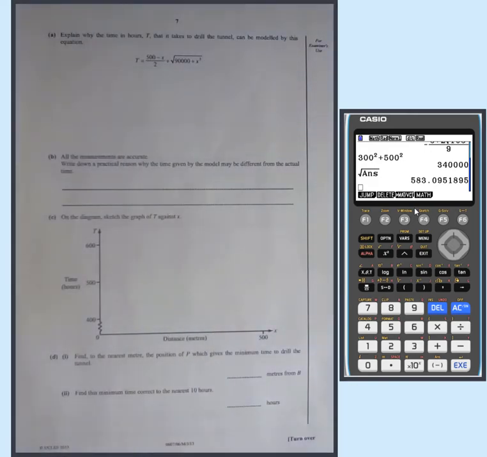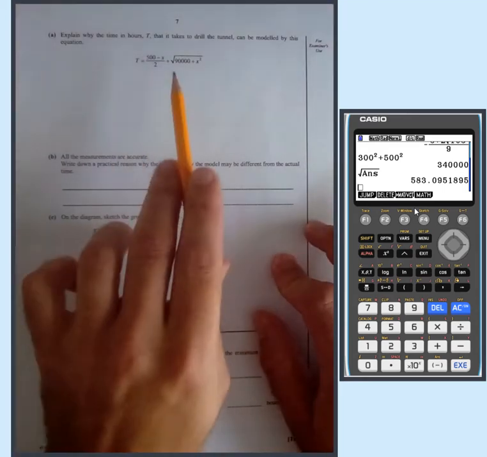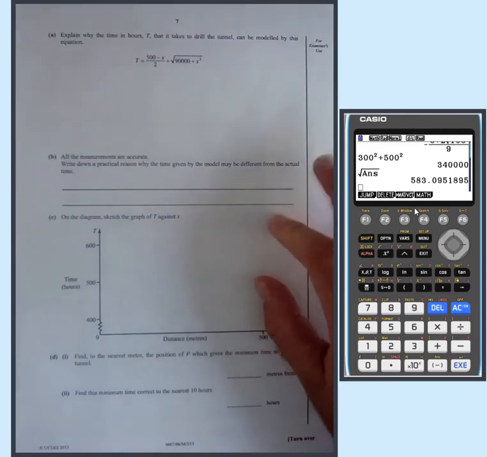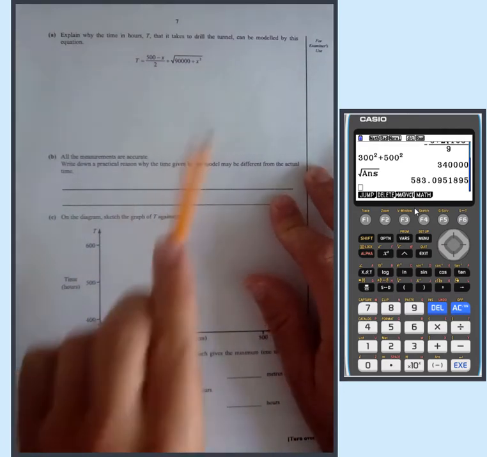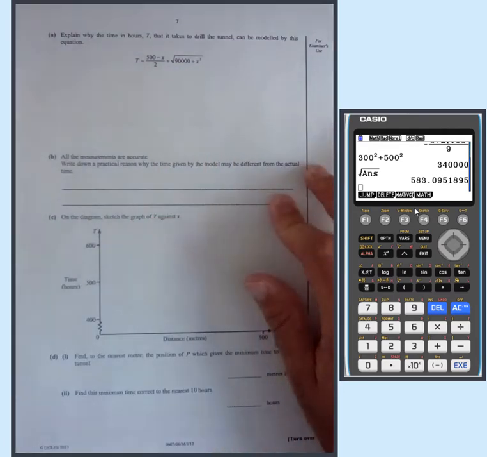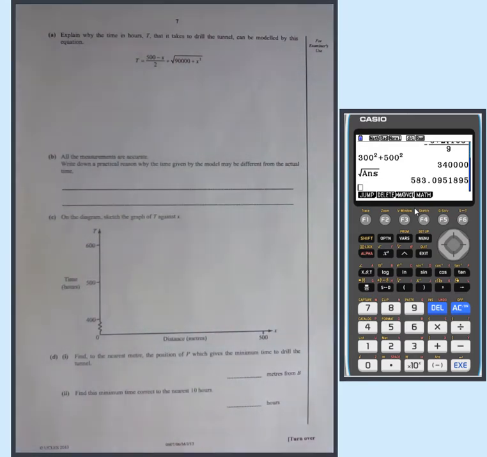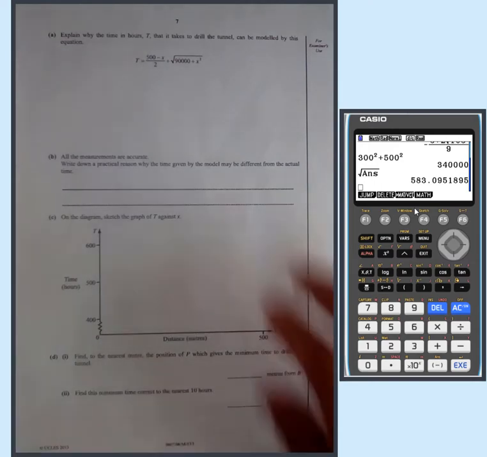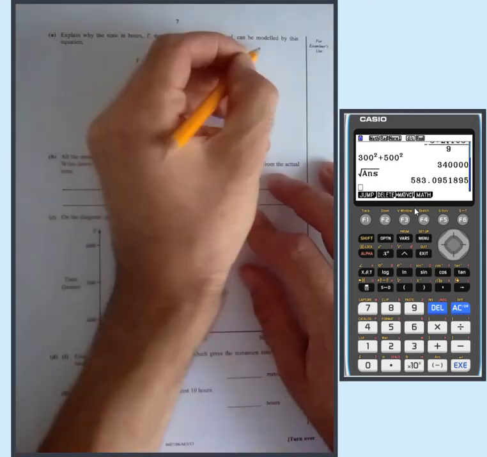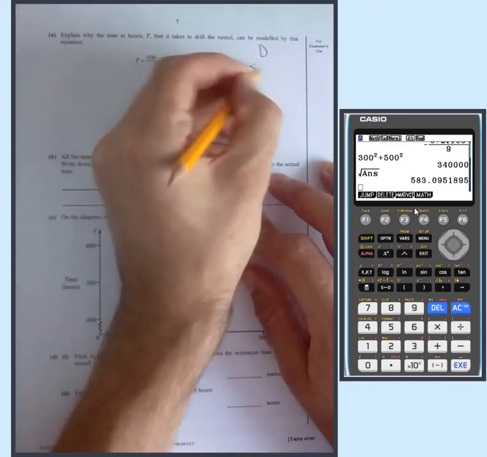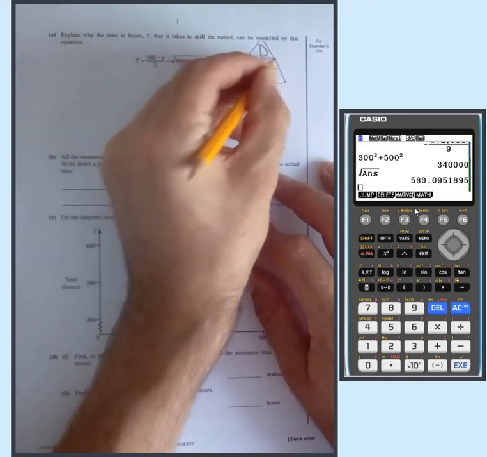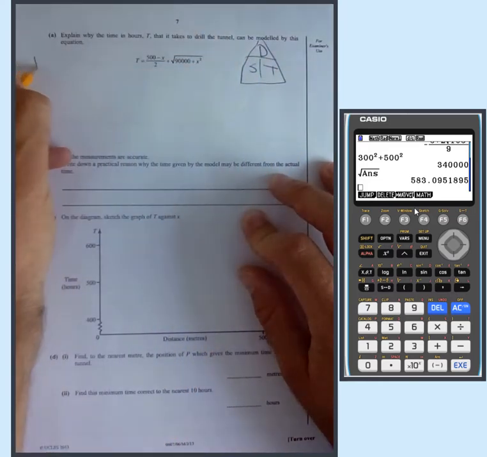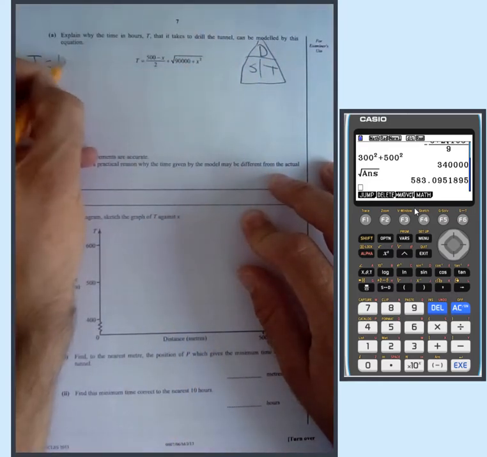Explain why the time in hours, T, that it takes to drill the tunnel can be modelled by this equation: T equals (500 minus x) over 2 plus the square root of 90,000 plus x squared. When it says time, you know there's a triangle for that. D is at the top, D S T. So time equals distance over speed.